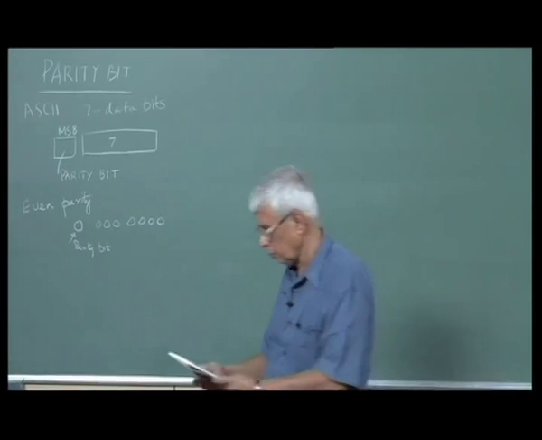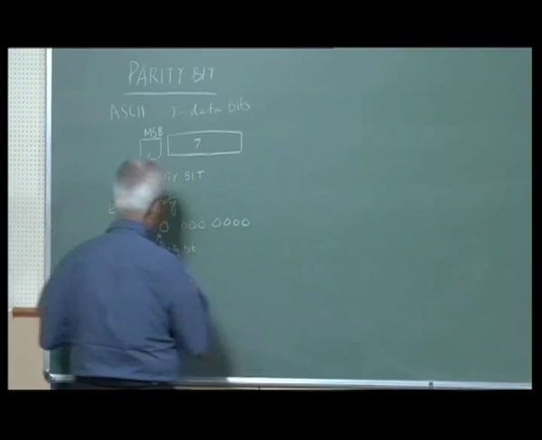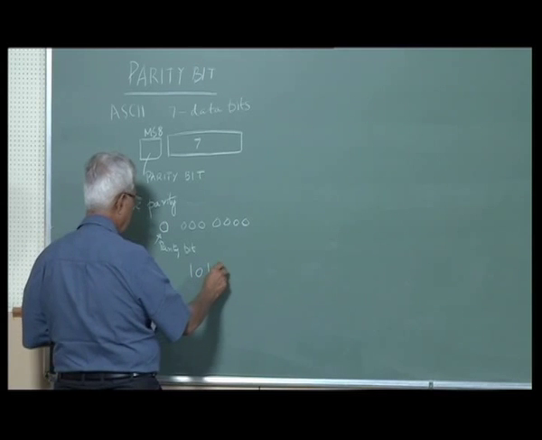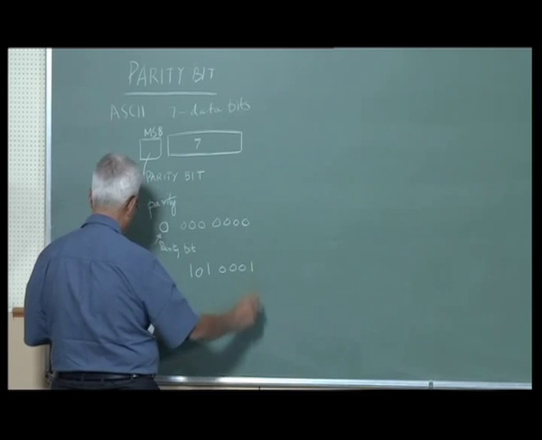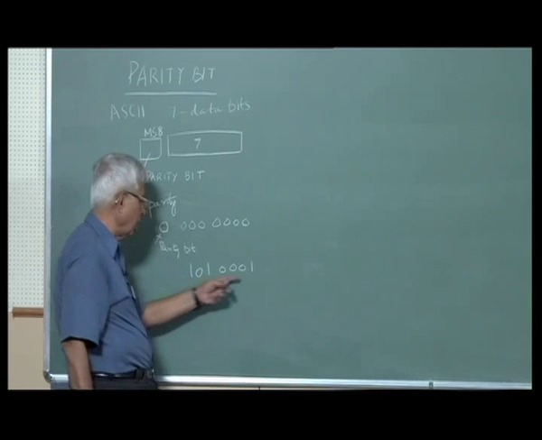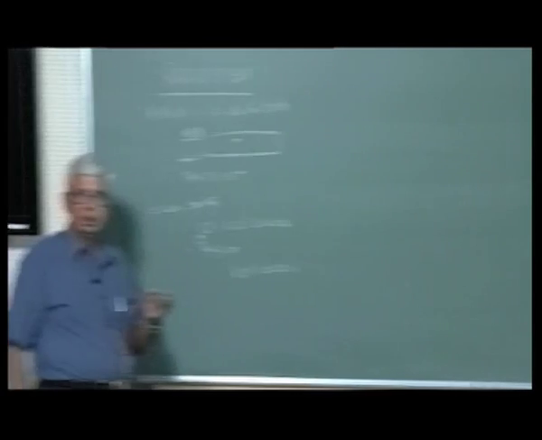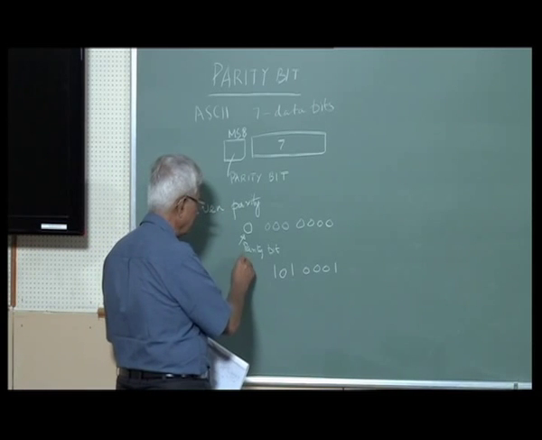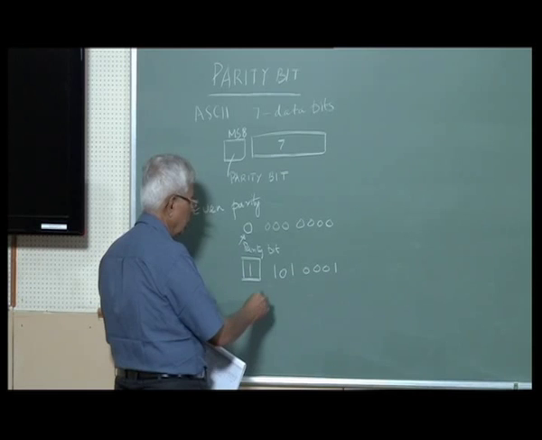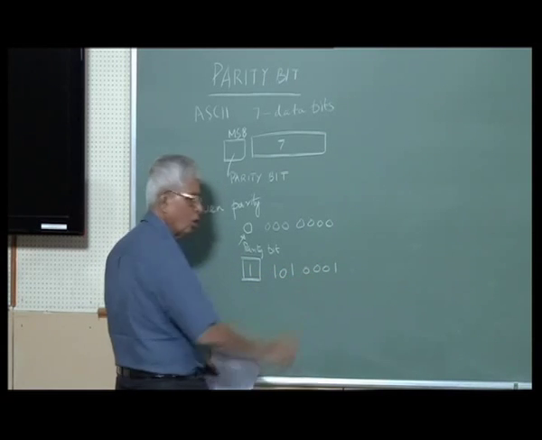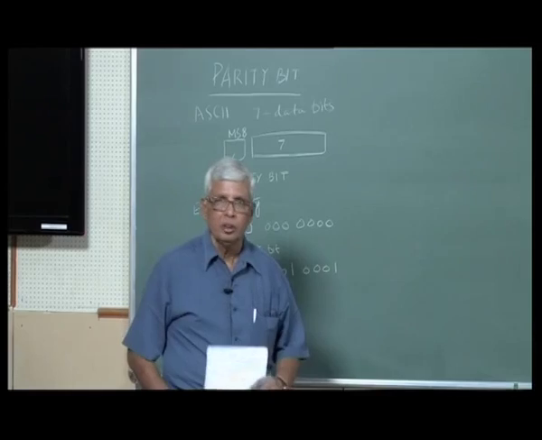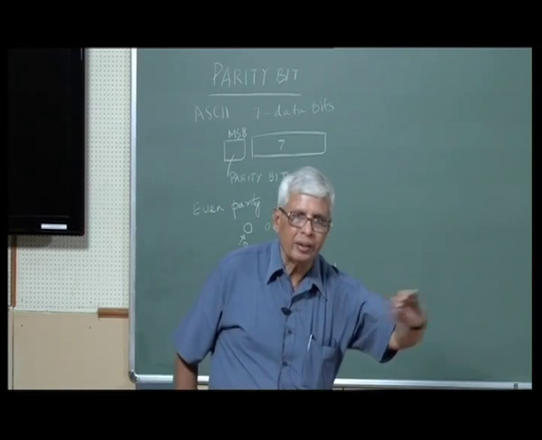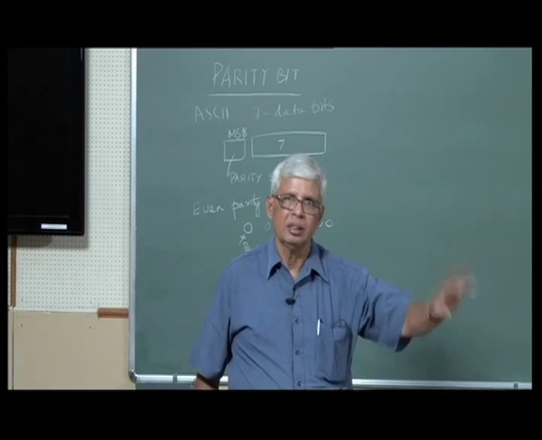One more. Suppose I have my data 1 0 1 0 0 0 1. Now it is an odd number of ones, 3 ones. 3 is odd. So I will add a 1 here, so that the total number of ones becomes 4, which is even. So always when the data goes out with the parity bit, the number of ones should be even in the string.